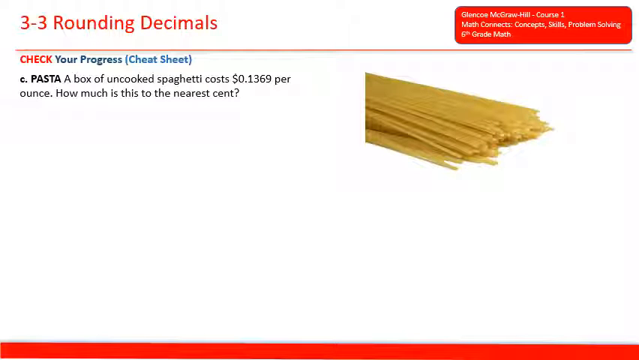Pasta, a box of uncooked spaghetti costs $0.1369 per ounce. How much is this to the nearest cent? So we know that the nearest cent is the hundredths place, so it's a 3. And if we look to the right of that, 6 is greater than 5. So we are going to round up to 14 cents.